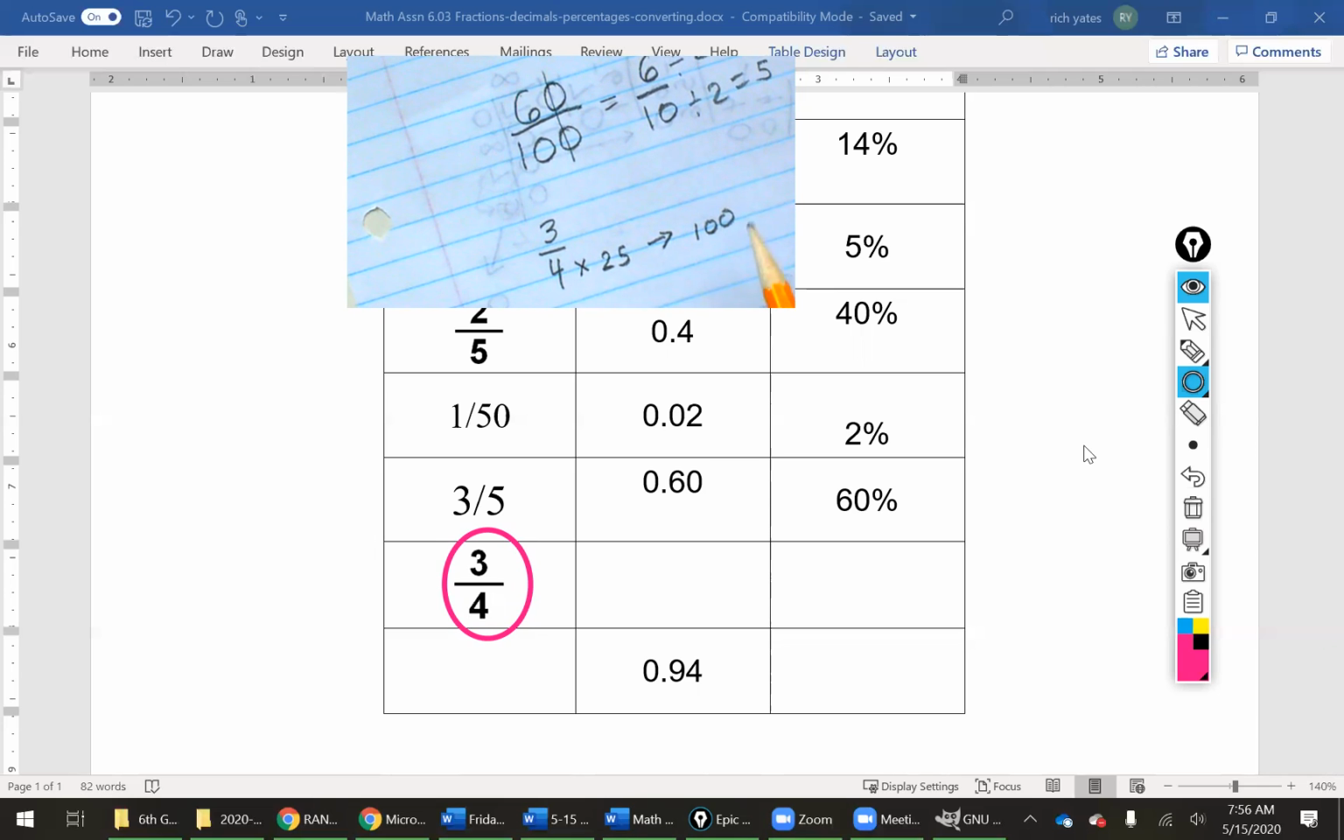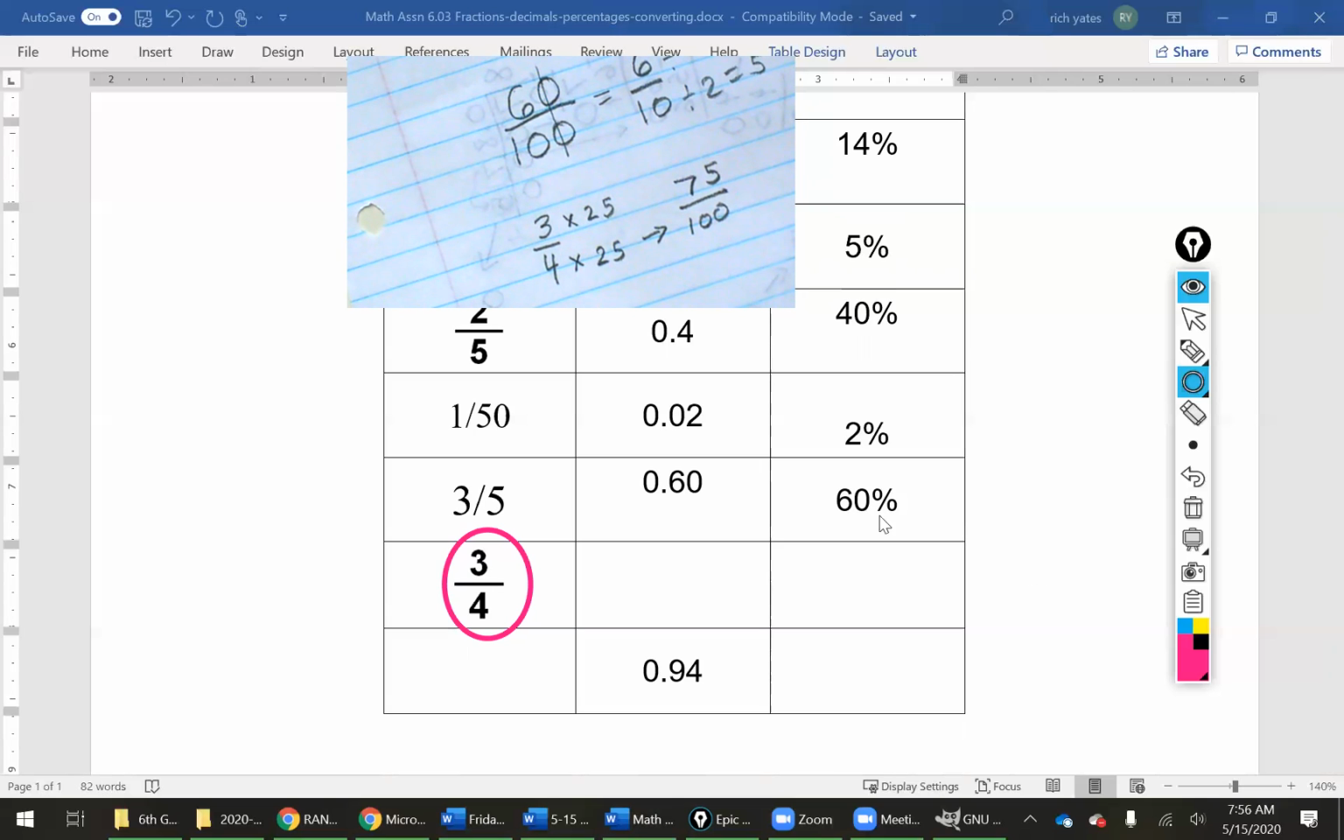4 times 25 is 100. Whatever I do on the bottom, I'll do on the top. 3 times 25 is equal to 75. Now I know that this is 75 hundredths, or 75 out of 100. So that means I can write my decimal as 0 and 75 hundredths. And I also know that I can multiply that by 100, and I will get 75, and add a percent sign, and I get 75%.